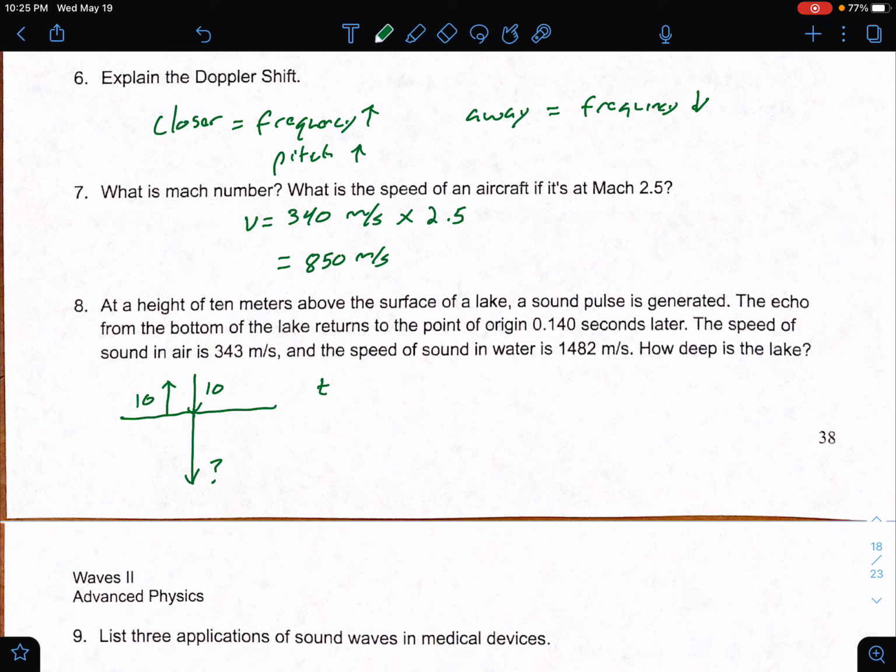Okay, so if you want to do that, time equals distance over velocity. I'm just manipulating that velocity equals distance over time equation. So my distance is going to be 20 meters, and my velocity of sound is 343. So that means it takes 0.058 seconds to go from the water back to the source. And if it takes 0.140 seconds in total, I'm going to take that 0.14 seconds minus 0.058. That's the air, so that means the time that it was in the water is 0.082 seconds.